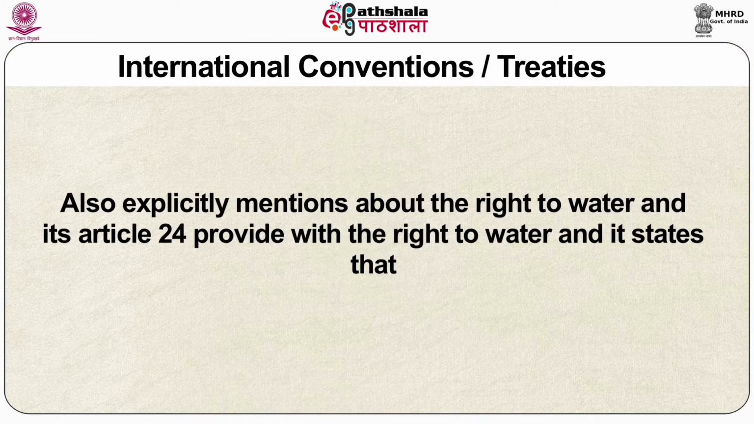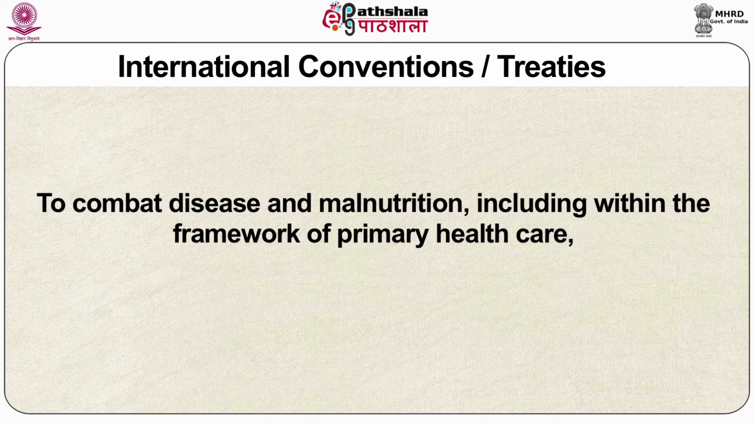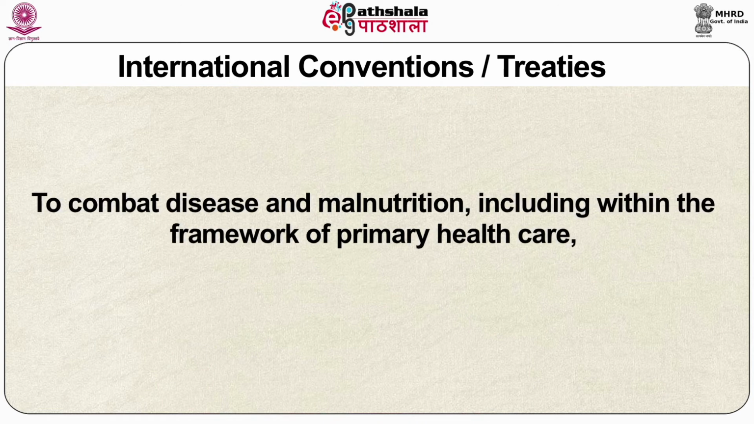The Convention on the Rights of Child 1989, popularly called the CRC of 1989, also explicitly mentions the right to water, and its Article 24 provides us with the right to water, and it states as follows. State parties shall pursue full implementation of this right and in particular shall take appropriate measures to combat disease and malnutrition, including within the framework of primary health care through inter alia the application of readily available technology and through the provision of adequate nutritious foods and clean drinking water, taking into account the dangers and risks of environmental pollution.